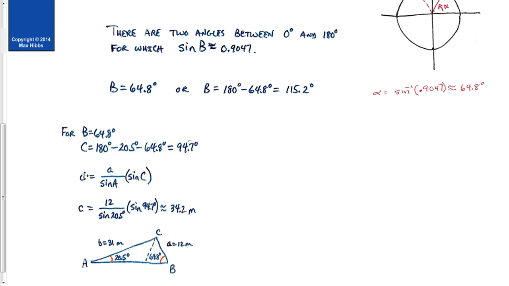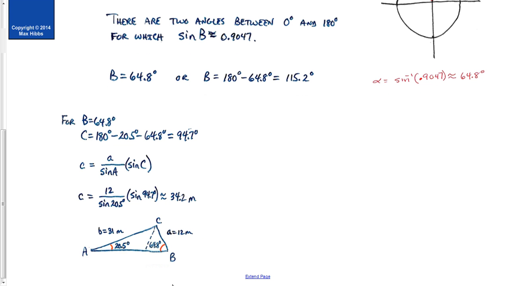Now, how would I calculate side C? Well, I could use the law of sines again. Side C over sine of angle C is equal to side A over sine of angle A. And so side C is A over sine A times sine C. That's all I've done here. And I know side A is 12, angle A is 20.5 degrees, and I know that angle C is approximately 94.7. So when I put this into my calculator, I get side C is 34.2 meters.